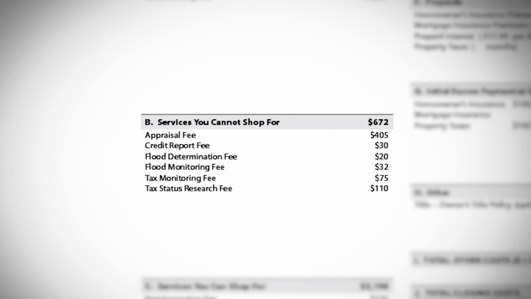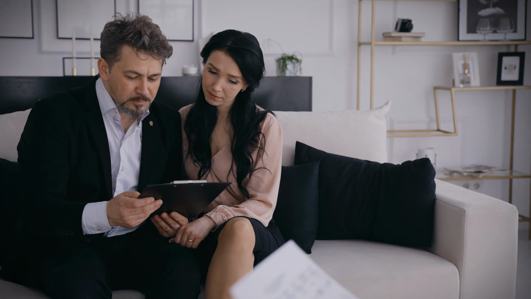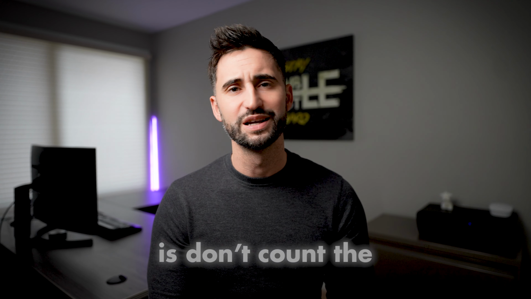Section B are all third-party services required by the lender and chosen by the lender, meaning that you cannot shop for these. What you can do, however, is compare one loan estimate to another loan estimate from different lenders and make sure that these charges are in line. My best advice here is don't count the pennies. What I mean by that is don't choose one lender over another because there's a $30 or $40 difference in their credit report fees. Look at the big picture here.